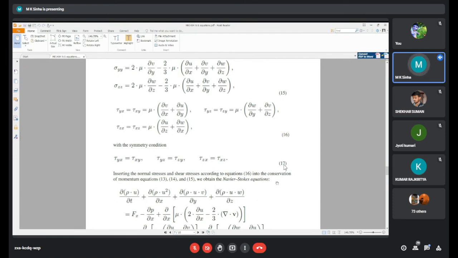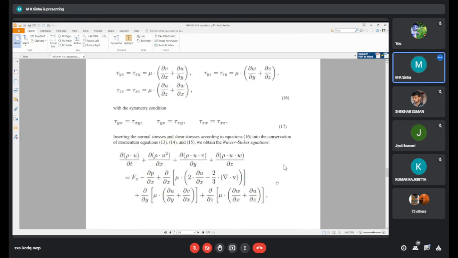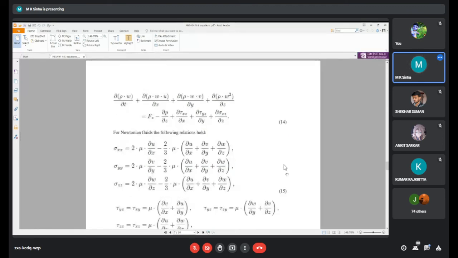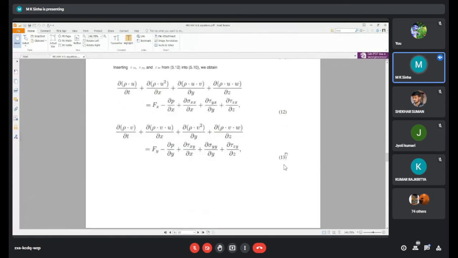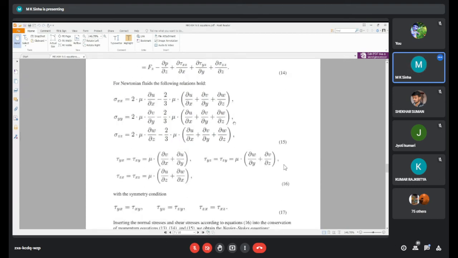Then these equations will become... the left side is the same. Again, I am telling you, the left side doesn't change, because the stresses appear on the right side. You may see, this is for the z direction, 14 number, this is for the y direction, 13, and this is the x-axis, 12 number. All these stresses come into the picture, either normal or shear, in the generalized form we are talking about.